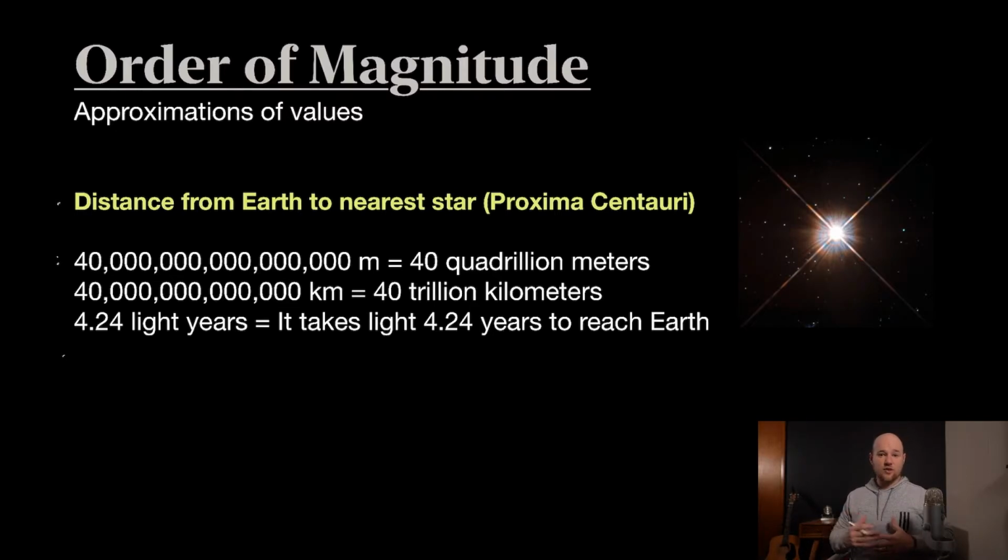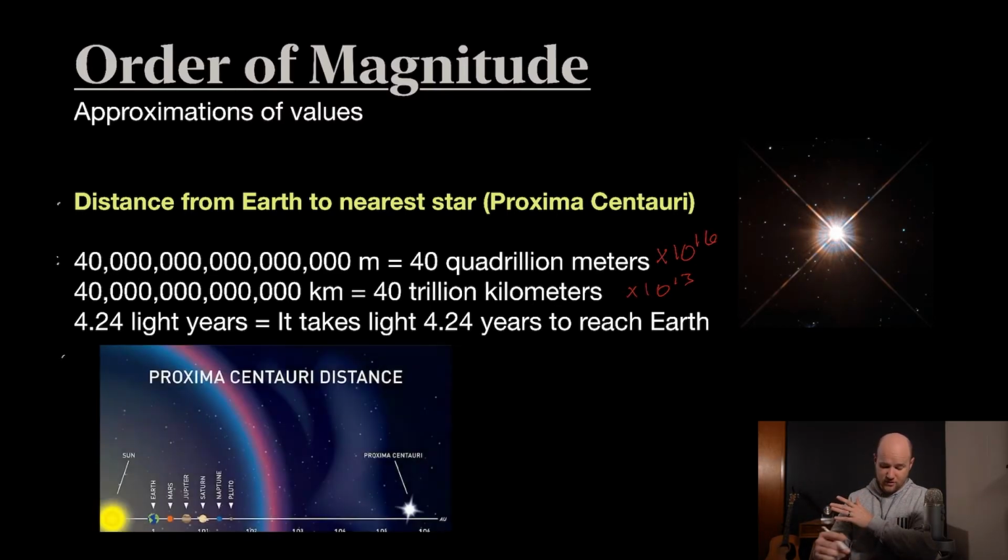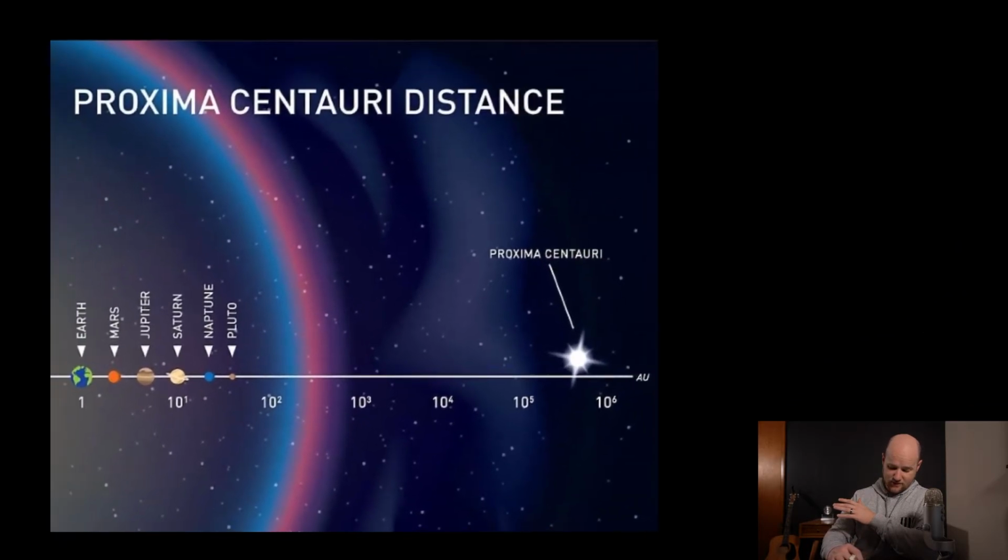And to give you sort of an order of magnitude, it's probably easier to use scientific notation, which is an order of magnitude of times 10 to the 16th. And this is one of those examples why we like to use scientific notation for these really big numbers. But if you were to put that in kilometers, it's 40 trillion kilometers, which is an order of magnitude of times 10 to the 13th. And just so you can see, that's 4.24 light years away, which means it takes light from Proxima Centauri 4.24 years to reach Earth.